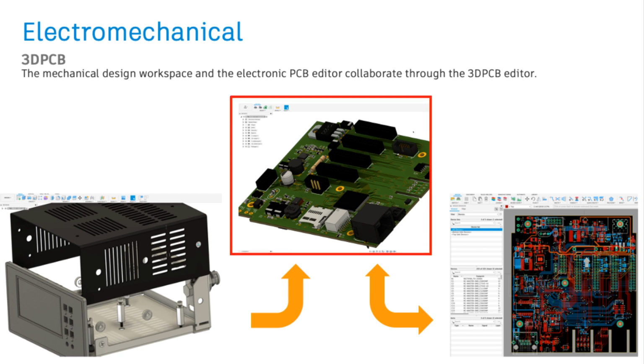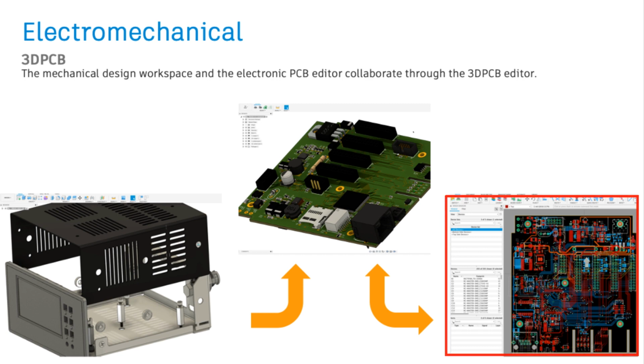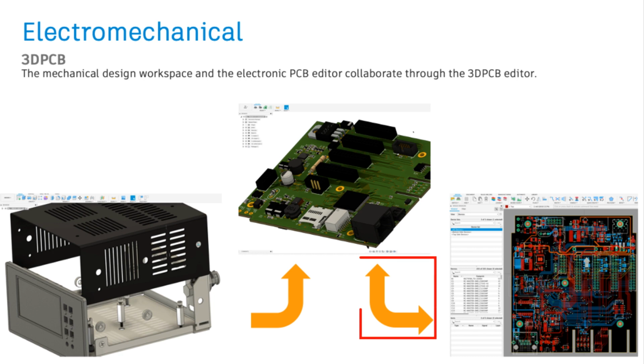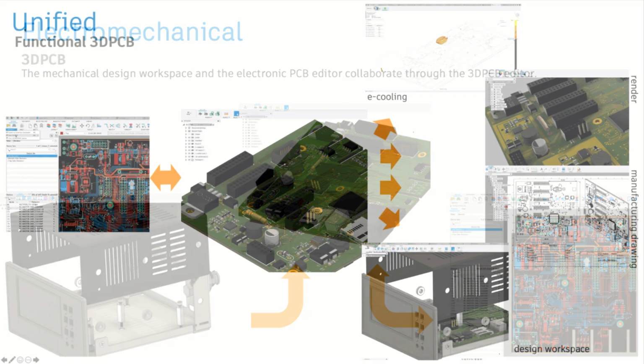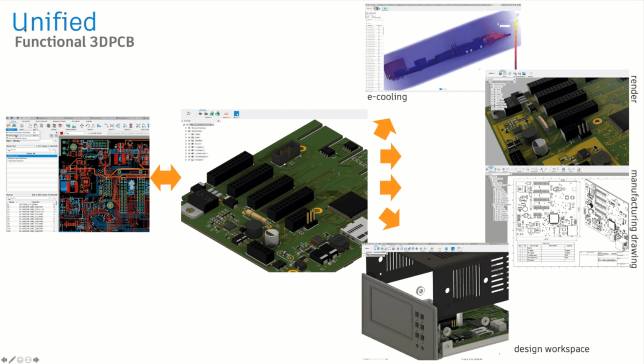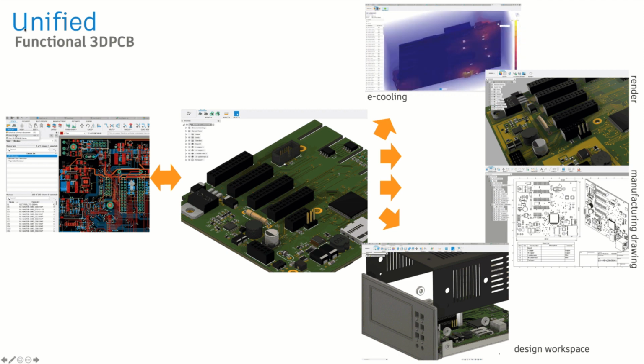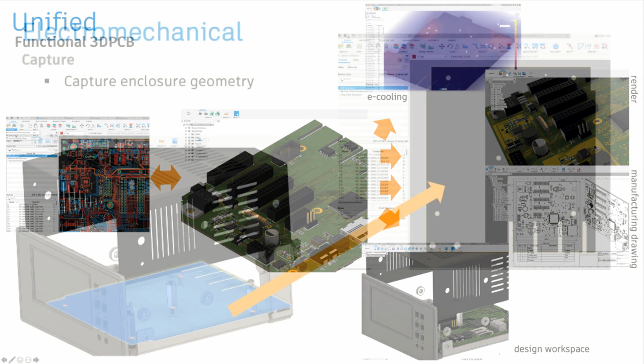The 3D PCB is the interface that allows for the circuit layout and the design workspace to work together. From this slide, notice that you're capable of creating the 3D PCB from the circuit layout editor. Changes done to the circuit board, such as moving or mirroring components or modifying the PCB outline, can be performed in the 3D PCB, which will trigger and synchronize with your layout editor. By providing you a functional 3D PCB, you are able to use the electronic cooling simulation tools, create manufacturing drawings, create realistic looking renders of your PCB, or even insert the 3D PCB in the intended enclosure.